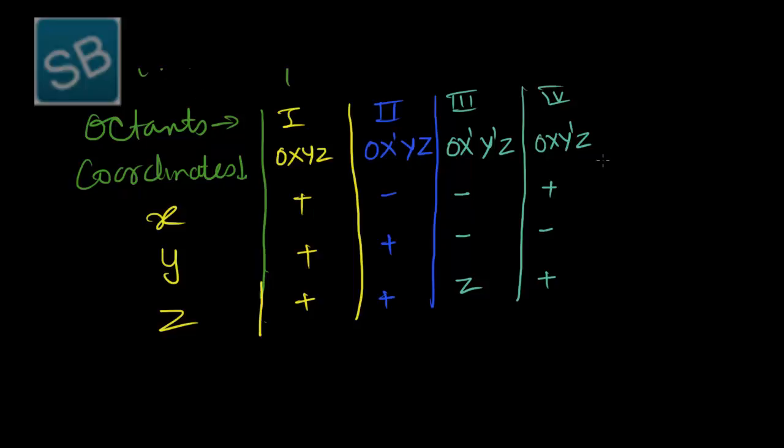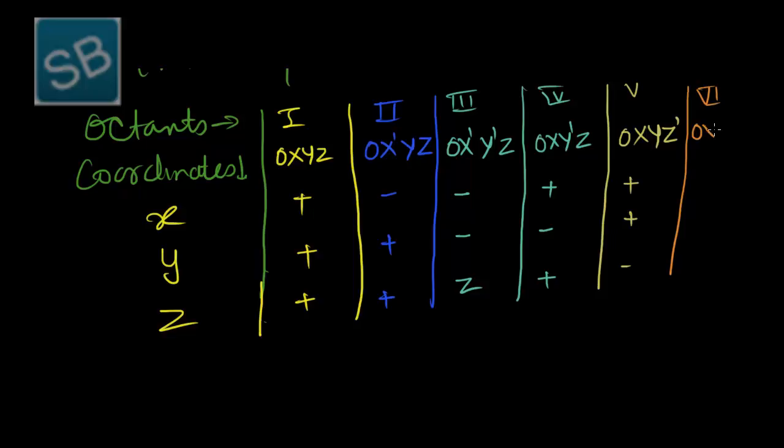Now the fifth octant will be OXYZ'. First we start with OX and OX', then Y', now its turn is Z'. So its coordinates will be positive, positive and negative. Now the sixth octant will become OX'YZ', that is negative coordinate, positive coordinate, negative coordinate.